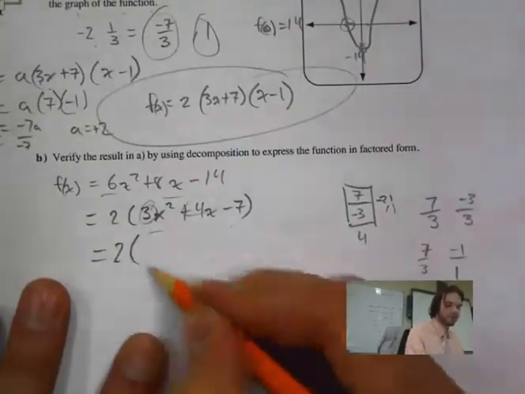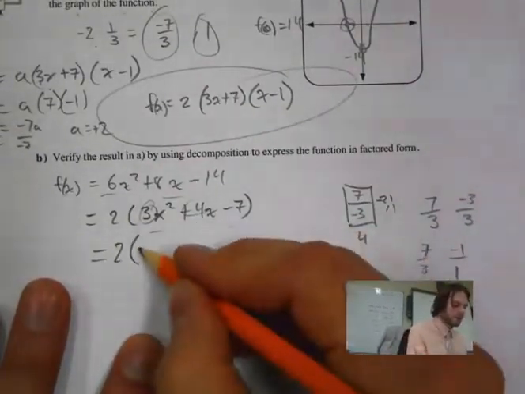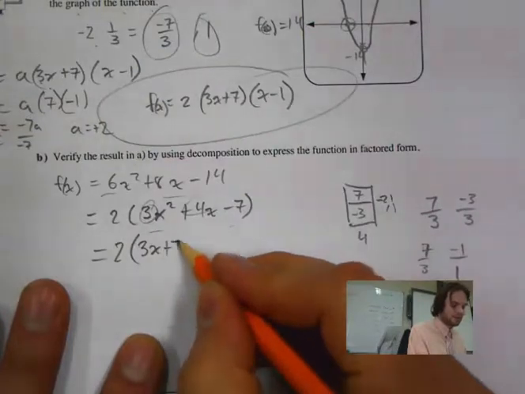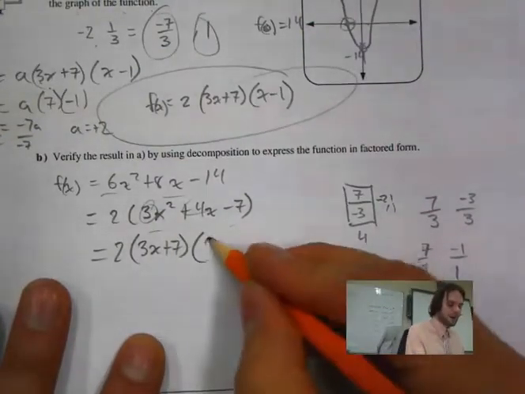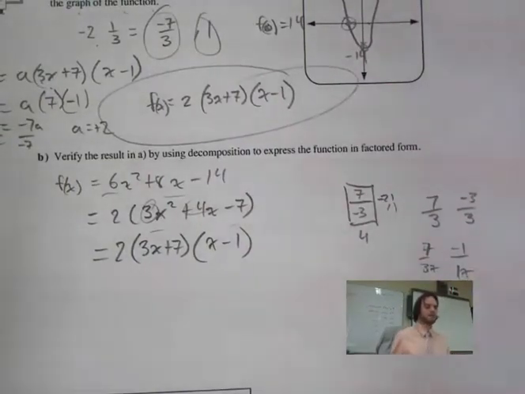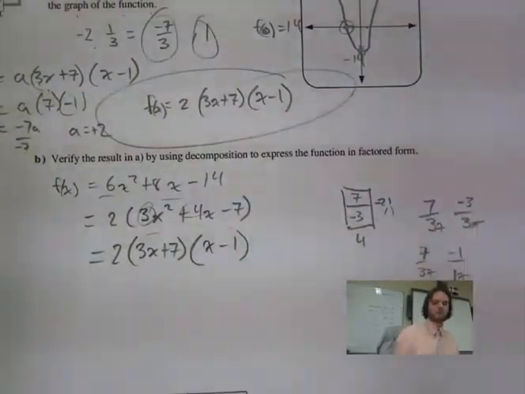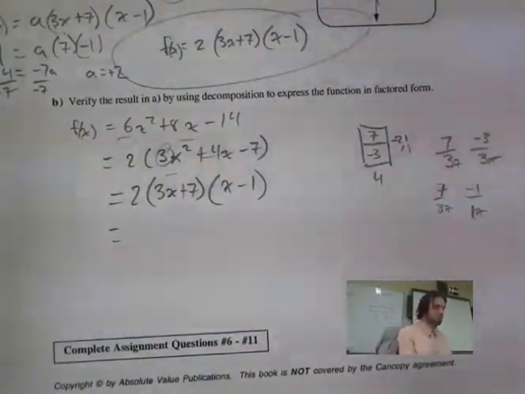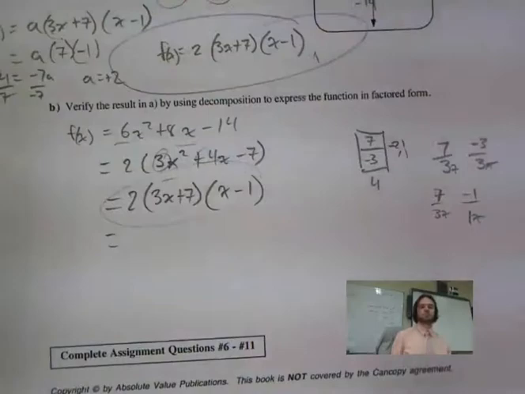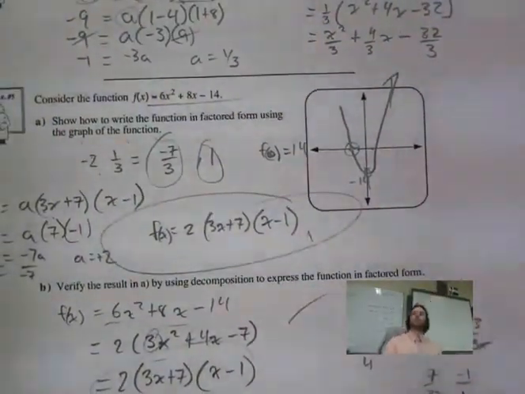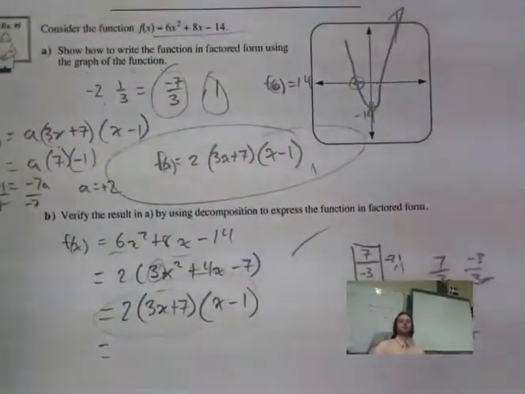So I have 2, and I'm going to have 3x plus 7, and we're going to have x minus 1. Right? This is x's, x's. Continue that out, and that's it. That's essentially what we had there. Okay? So that's good. So we could do it factoring the other way. So hopefully you understood this. Good luck to you on your next assignment.